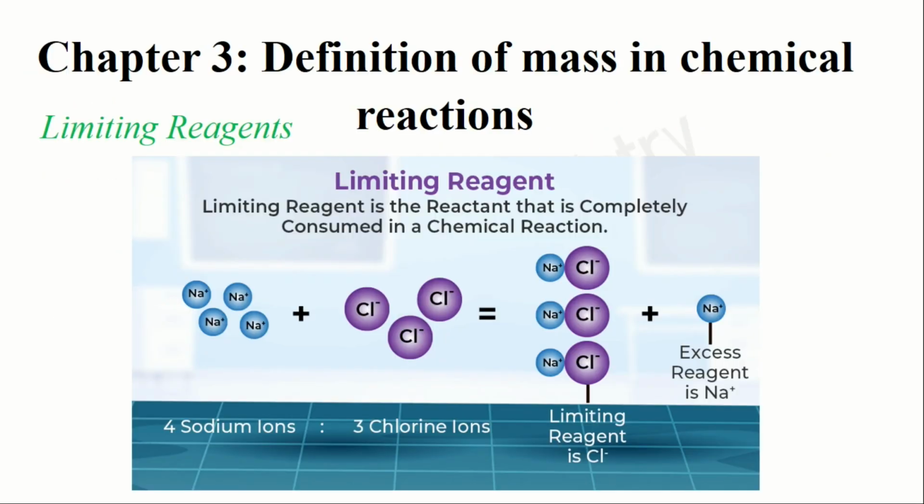In this lesson, I want to talk about limiting reagents. What does it mean? The limiting reagent is the reactant that is completely consumed in a chemical reaction. For example, in a reaction with sodium ions and chloride ions, after production of sodium chloride, the only reactant that remains is sodium, which is called the excess reagent, and the chloride was the limiting reagent, which is consumed totally.